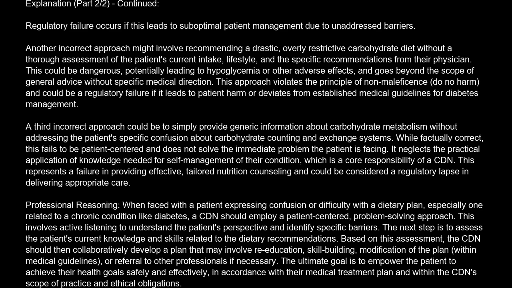Another incorrect approach might involve recommending a drastic, overly restrictive carbohydrate diet without a thorough assessment of the patient's current intake, lifestyle, and the specific recommendations from their physician. This could be dangerous, potentially leading to hypoglycemia or other adverse effects, and goes beyond the scope of general advice without specific medical direction. This approach violates the principle of non-maleficence, do no harm, and could be a regulatory failure if it leads to patient harm or deviates from established medical guidelines for diabetes management.